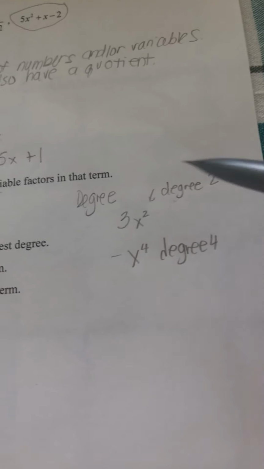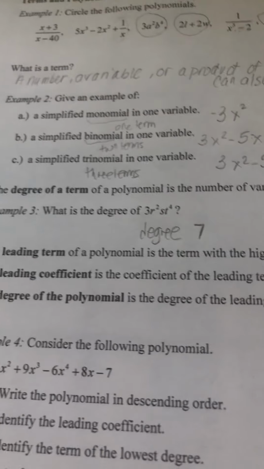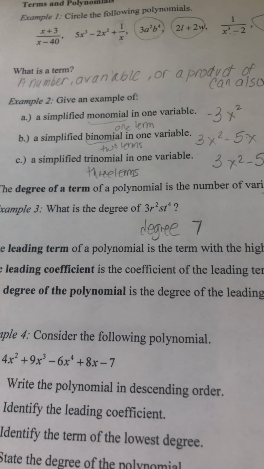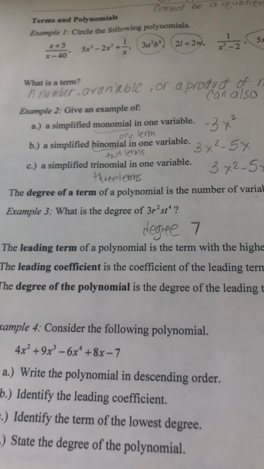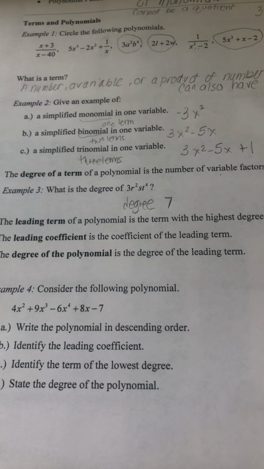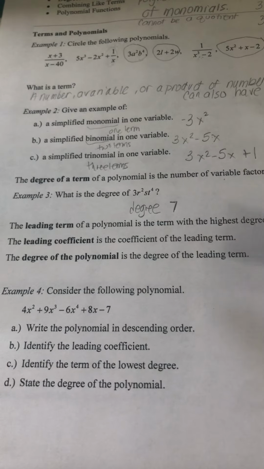Okay? These are all just a single variable, so it's degree 2, degree 4. This is degree of a term. Okay, so I'll explain all of these to you as we go through this one.